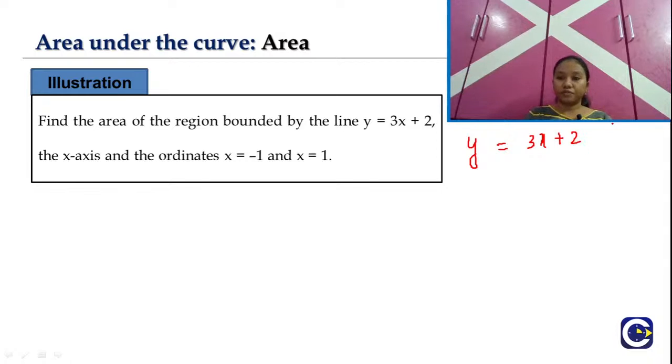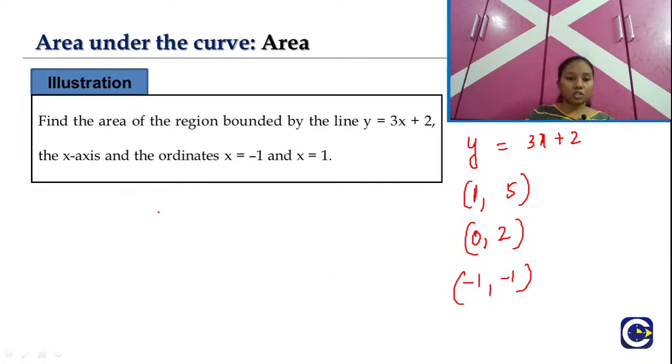So suppose we substitute x equal to 1, what will be the y value? 5. If we substitute x equal to 0, what will be the y value? It is 2. And if we substitute x equal to minus 1, it will be minus 3 plus 2, that is minus 1. So let's plot it.